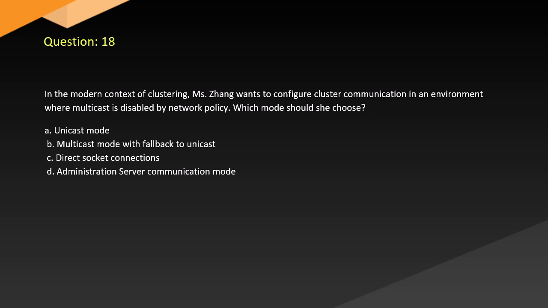Question 18. In a modern context of clustering, Zhang wants to configure cluster communication in an environment where multicast is disabled by network policy. Which mode should she choose? A. Unicast mode. B. Multicast mode with fallback to unicast. C. Direct socket connections. D. Administration server communication mode.